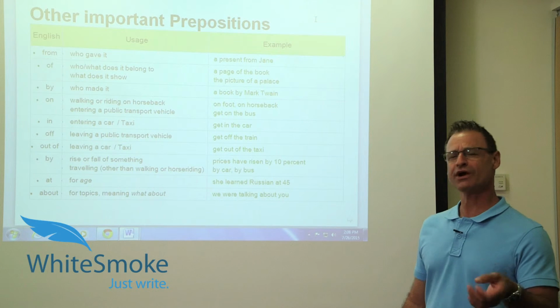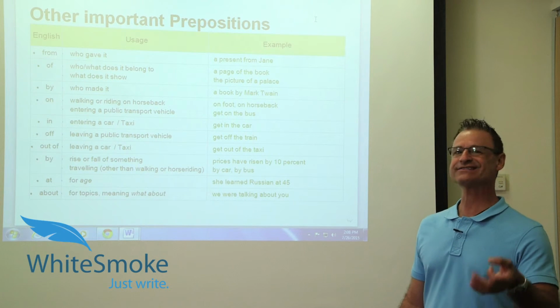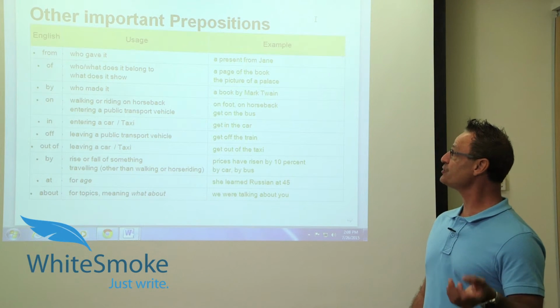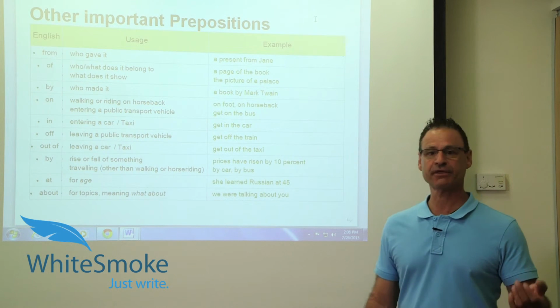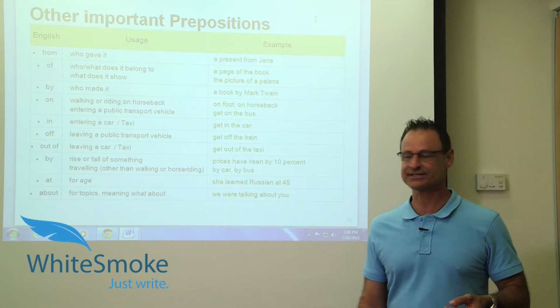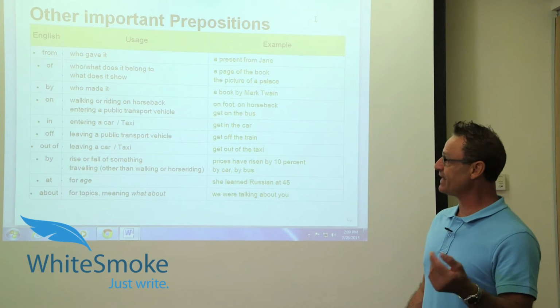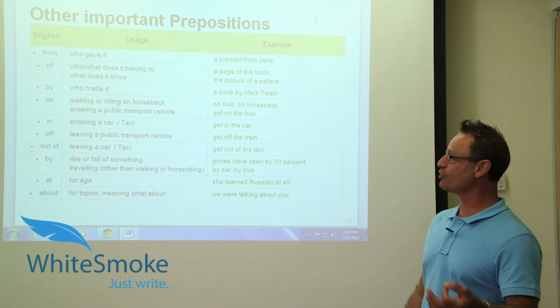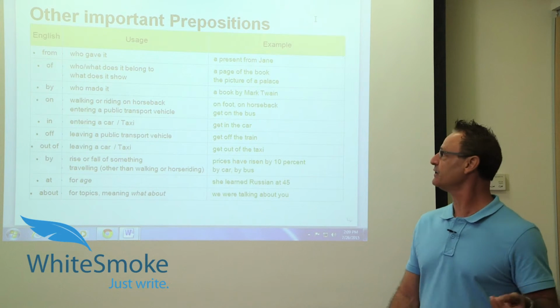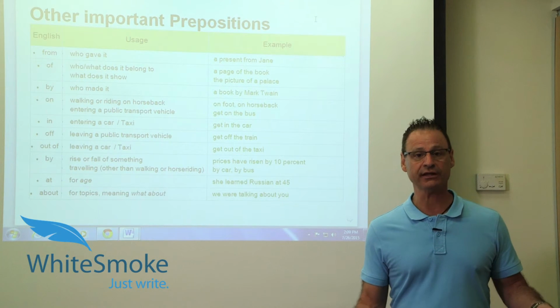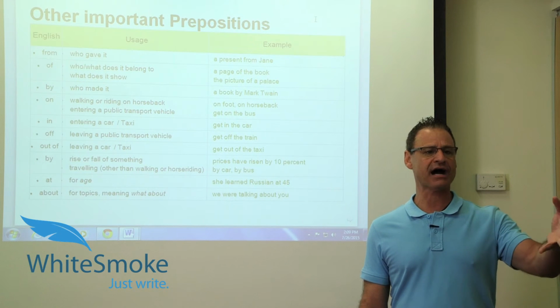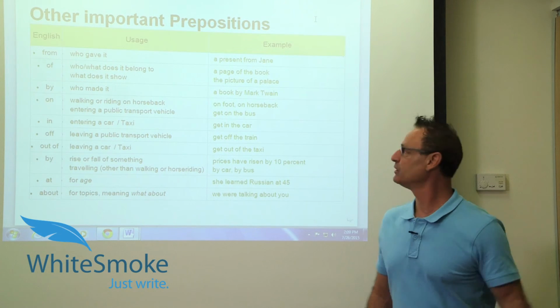Or of. Who, what does it belong to? What does it show? A page of the book, the picture of a palace. So you have a page of the book or a picture of the palace. That is something that belongs to or shows something. Or by, who made it? A book by Mark Twain, okay? A letter by President Lincoln, okay?